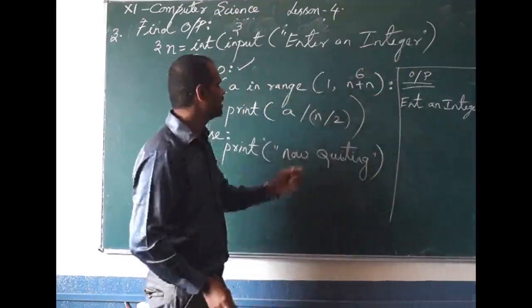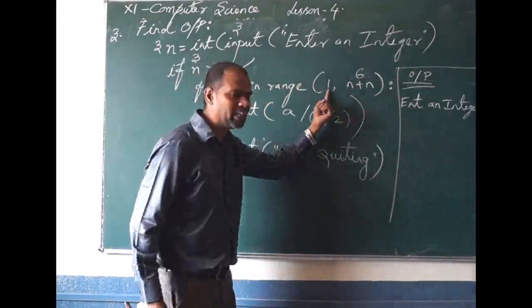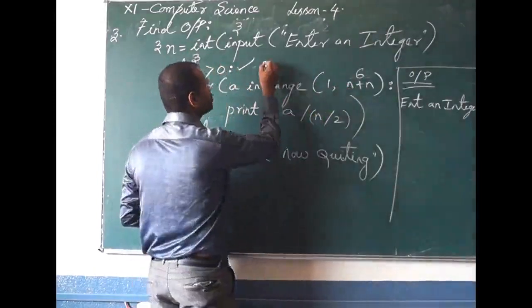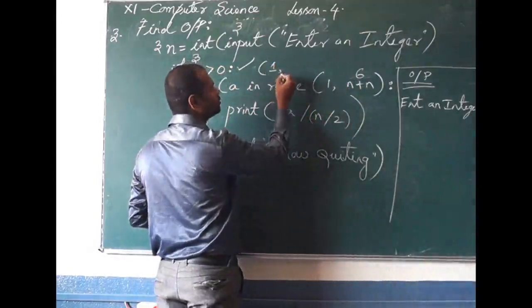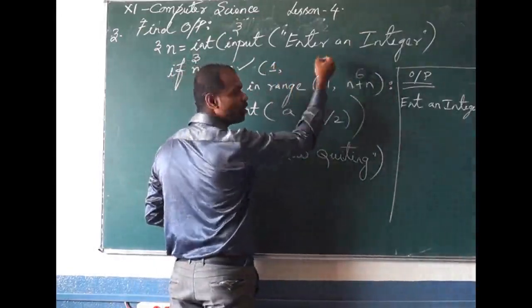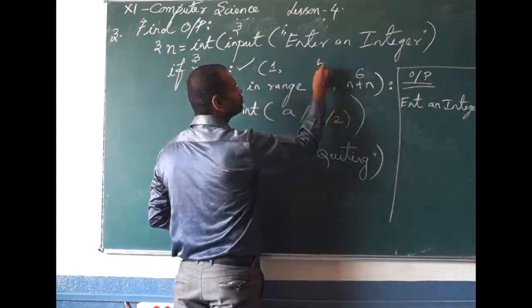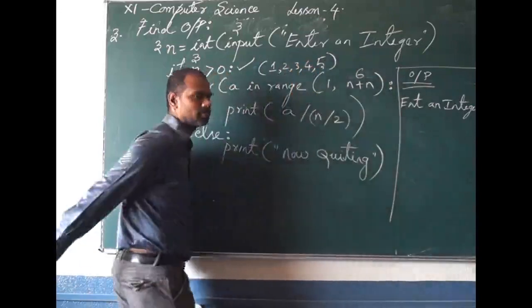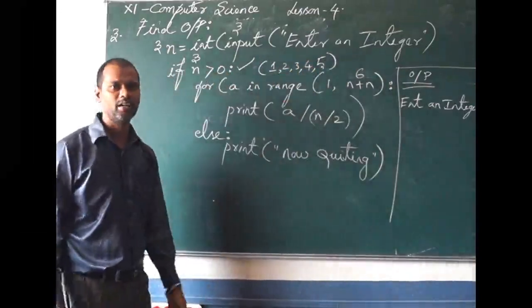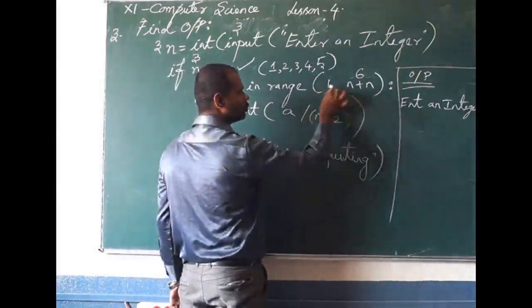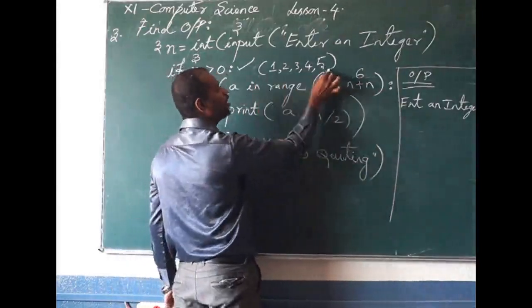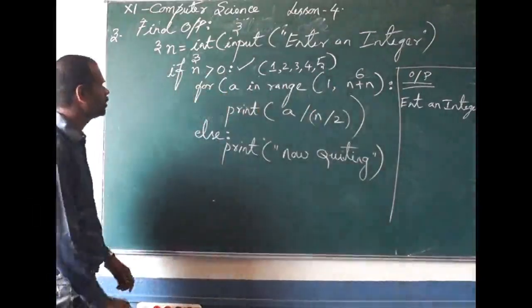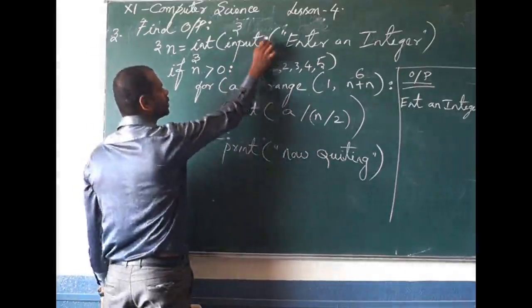3 plus 3 is nothing but 6. That means the range value should start with 1 and end before 6. Before 6 means 5, so 1, 2, 3, 4 and 5. This is the range value. So this is the programming question, and this is the part you have to write with your pencil. Fine. So listen carefully.